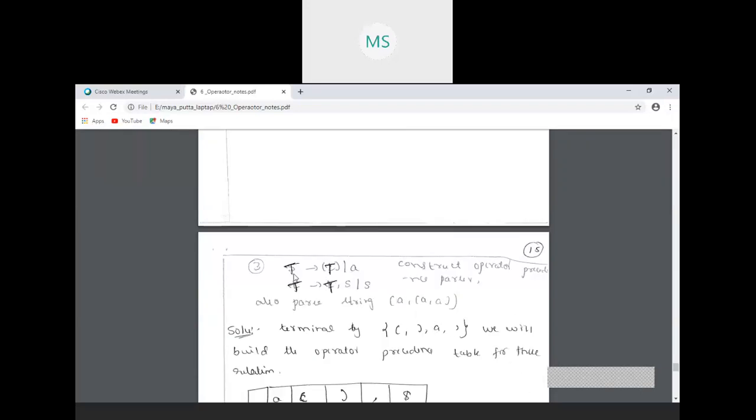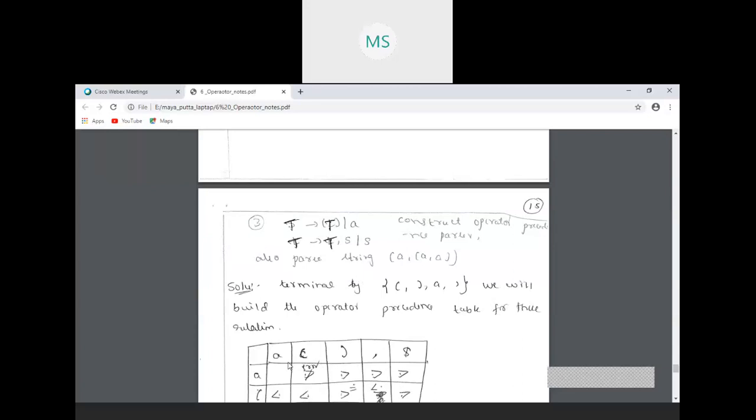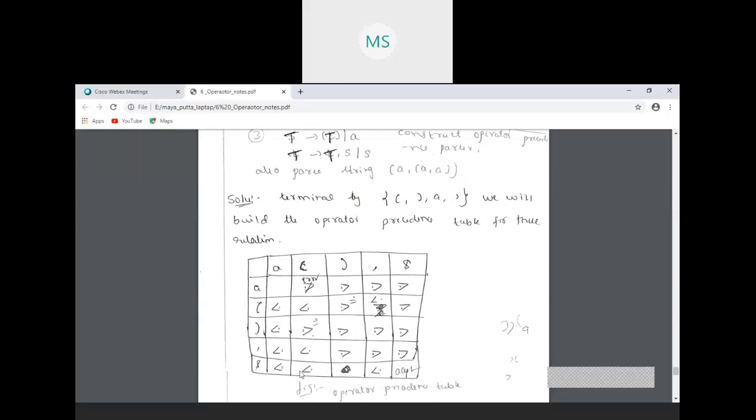Okay, T derives open T, A; T derives T comma S comma S; and also parse the string A comma open A comma A close comma. Okay, what are the terminals? The terminals are open, close, A, comma. We will build the operator precedence table for this relation. Okay, see, A is an identifier. A, open, close, comma. I told you a dollar should be inserted between all those things. A and A, there is no relation. A and open is not possible because between them there is an operator, so you write error.